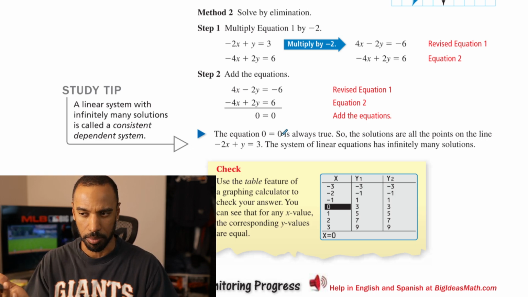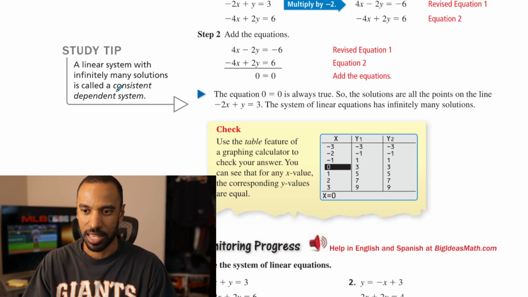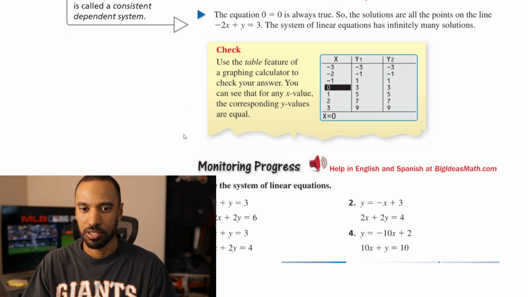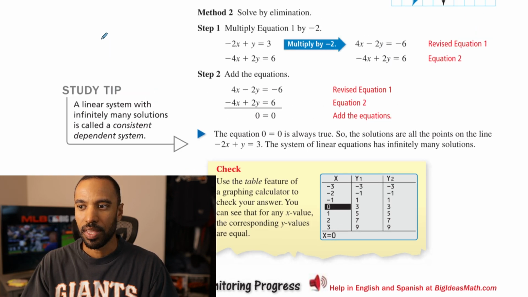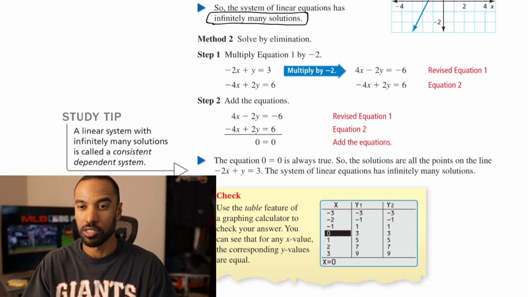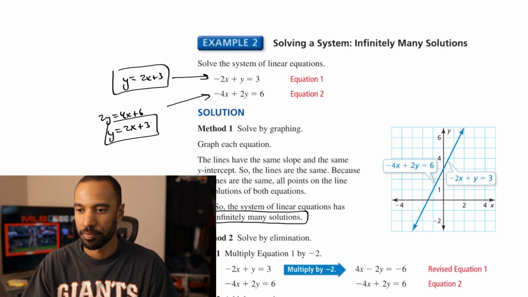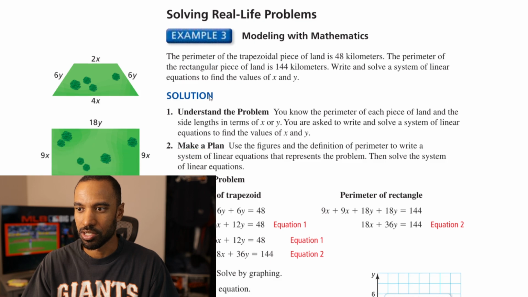Elimination probably made more sense for this problem as it was originally set up. So infinitely many solutions for a case like this is known as a consistent dependent system. One solution would be a consistent independent system, whereas no solutions was an inconsistent system.